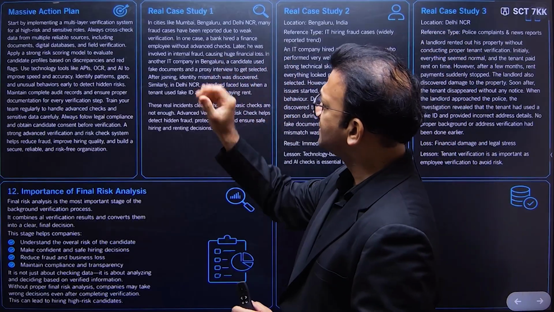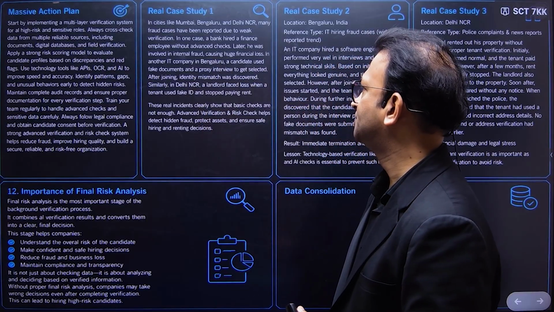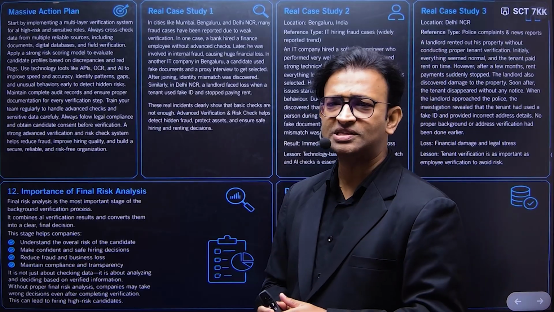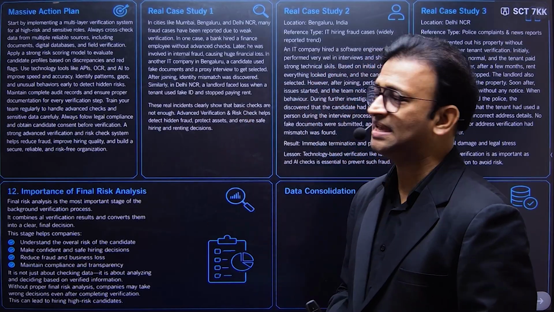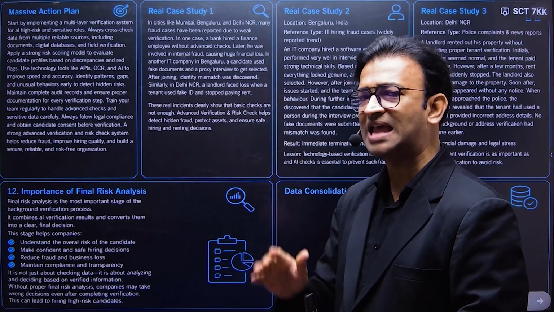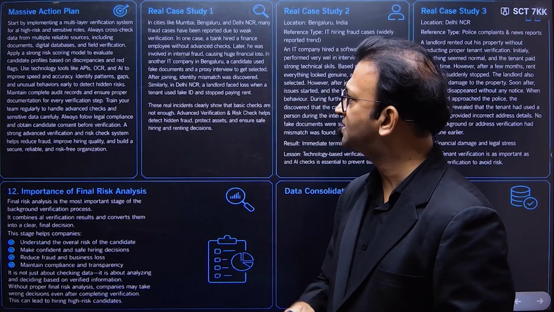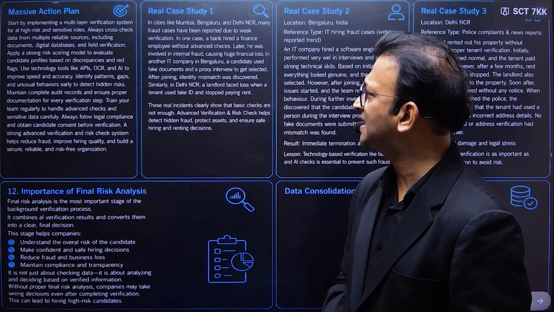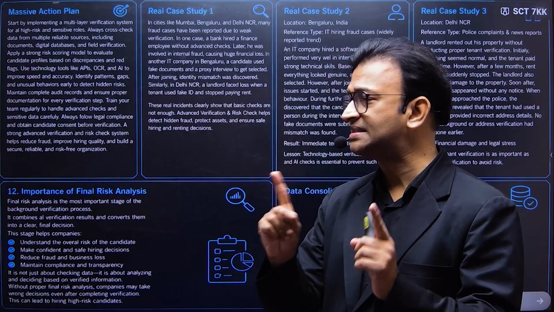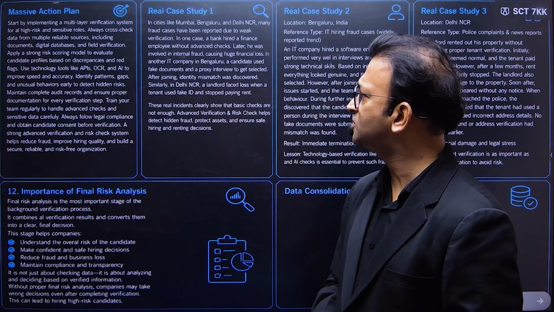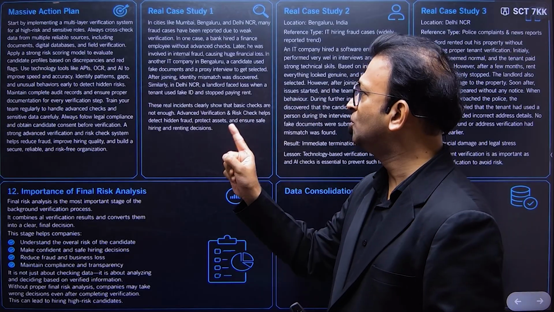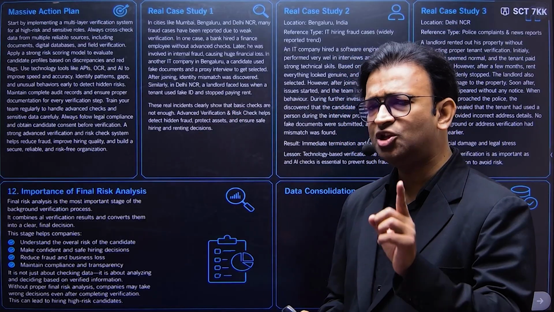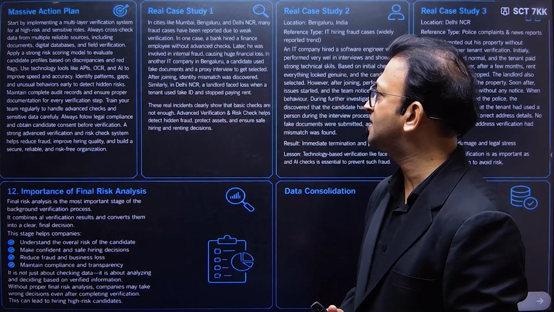Now, what is the action plan? Start by implementing a multi-layer verification system for all high risk and sensitive roles. Always cross-check data from multiple resources and databases, including documents and field verification. Apply a strong risk score model to evaluate candidate profiles based on inconsistencies. Use technological tools like APIs, OCR, and AI to improve speed and accuracy. Identify patterns, gaps, and unusual behaviors early on in the process.